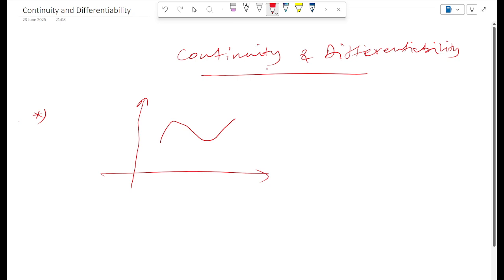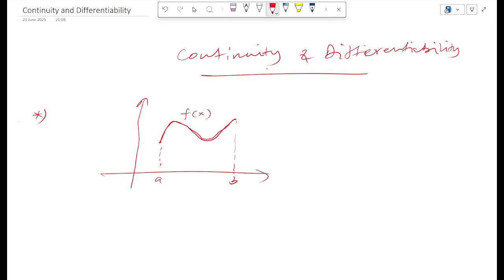So let's take an example. This is a graph. Graph means function, and we have this function from A to B. As you can see, there is no missing point in this graph from A to B, and you can draw this graph without lifting your pen anywhere during the course from A to B. You don't need to lift your pen, and in one stroke you can draw this graph.